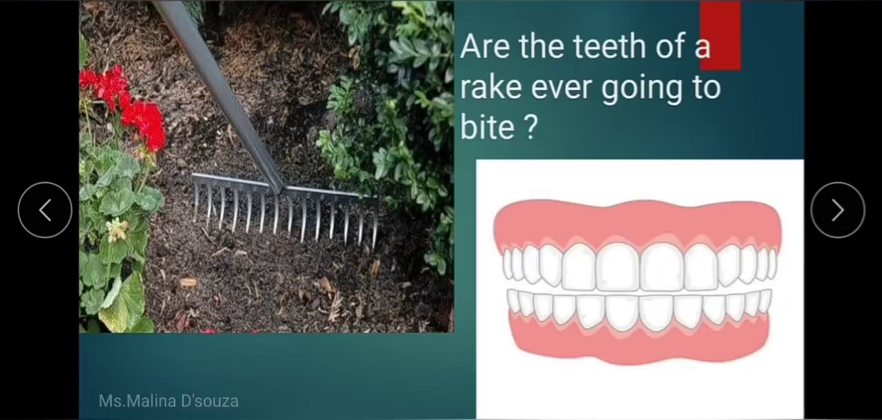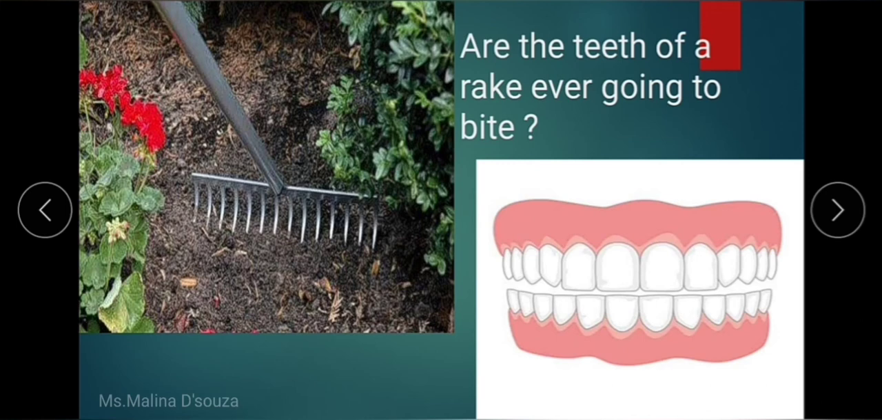Okay. Now the next. Are the teeth of a rake ever going to bite? Now which teeth are we talking about? Now rake is a garden tool. Now what I am highlighting over here, that part is known as the teeth of the rake. So that part is called teeth. And then you see the other image, human teeth. We can bite something with our teeth. But if we talk about the rake, its teeth obviously cannot bite.